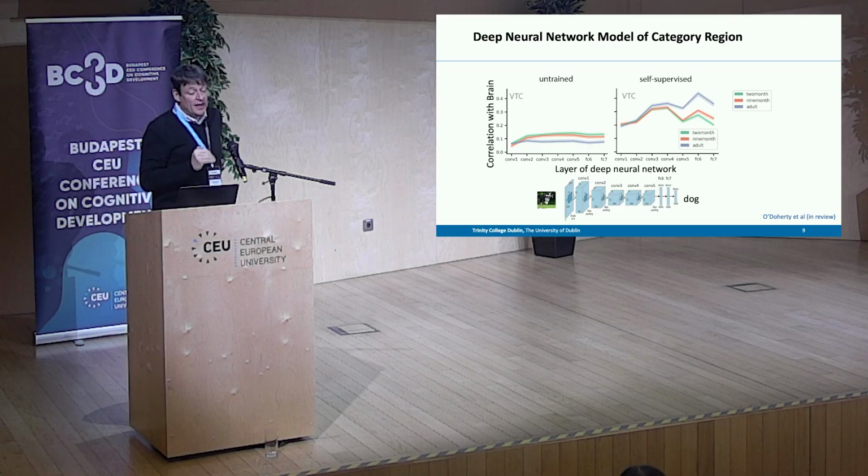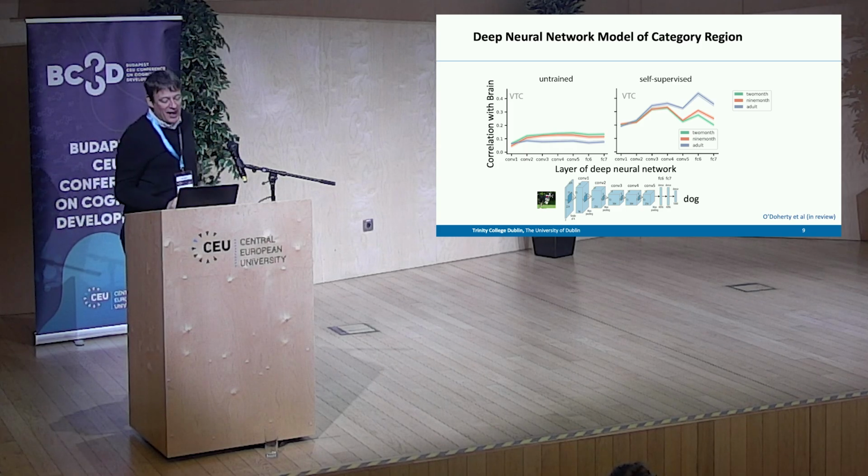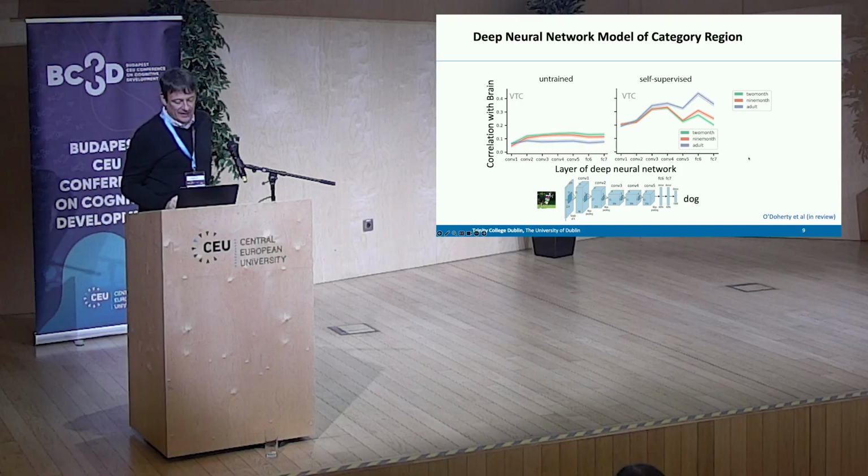But what's striking is that the fully trained network, a network trained with millions and millions of examples, is a much better model of both the infant and the adult brain. And you can see that the infants also have both semantic stuff towards the right there, as well as the perceptual stuff here.